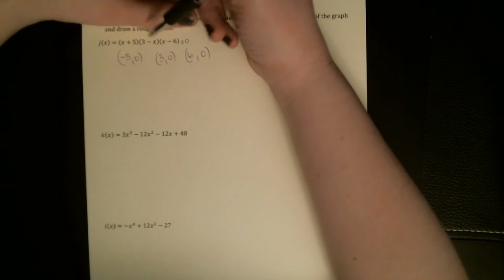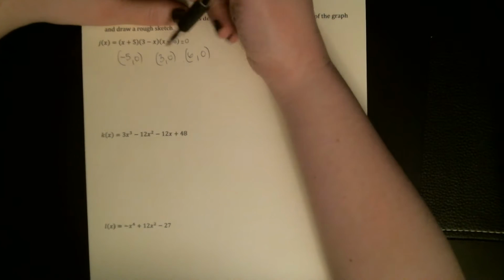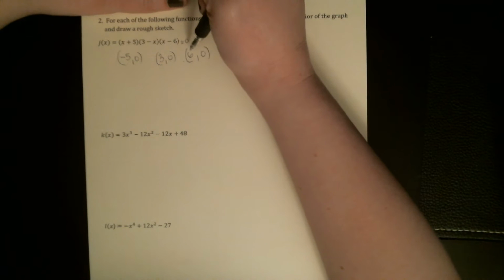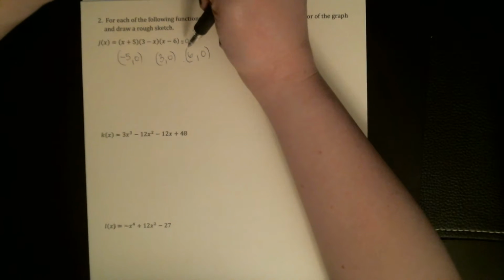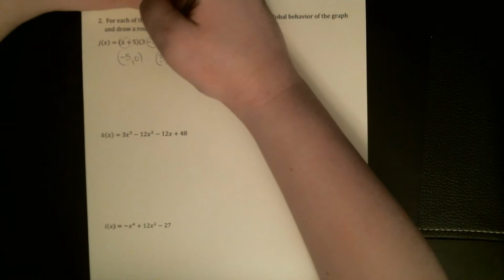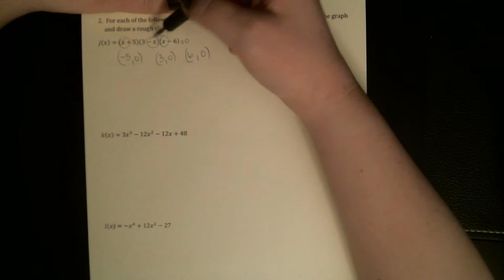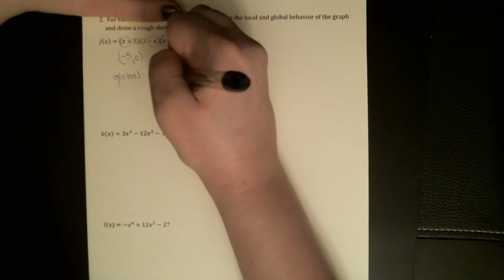So here, because it's in factored form, the x-intercepts are easy, but the global behavior is slightly disguised. We have to imagine multiplying this out and what product would give us our highest power on x. So multiplying the x term in each parenthesis together is going to give us the x cubed, which is the highest power we should get out of this. So if we multiply an x by a negative x by an x, we're going to get a negative x cubed. So our global behavior should be y equals negative x cubed.